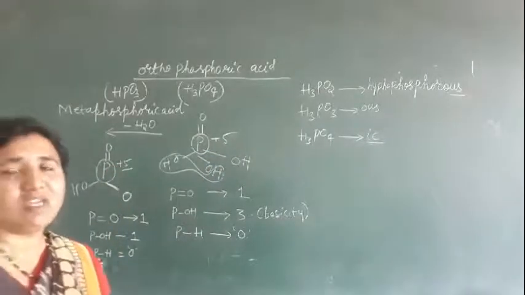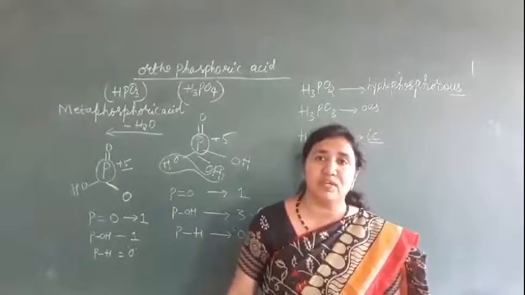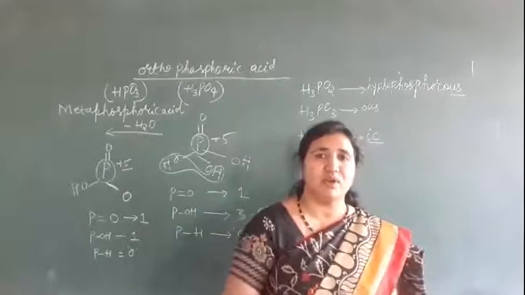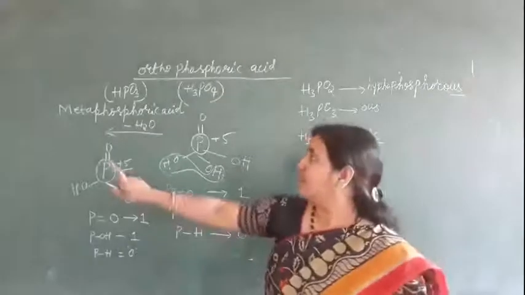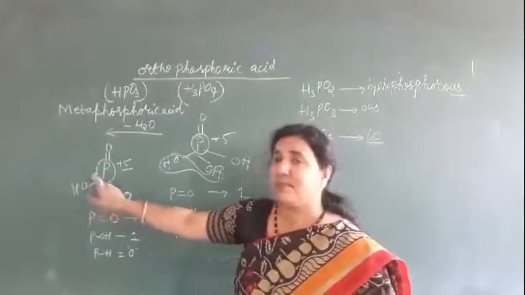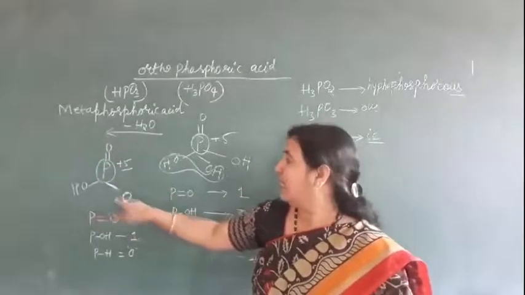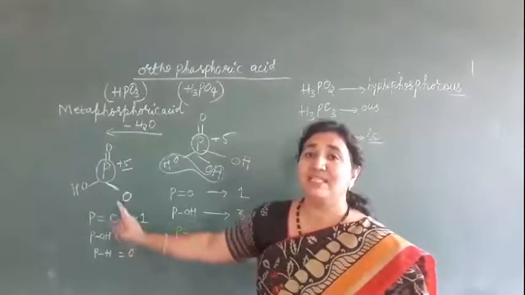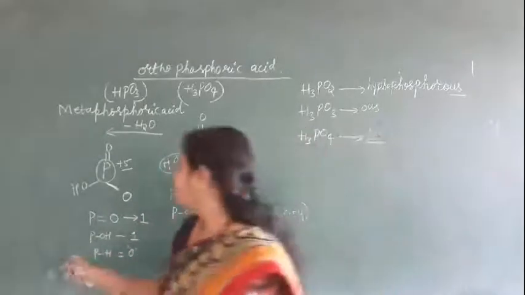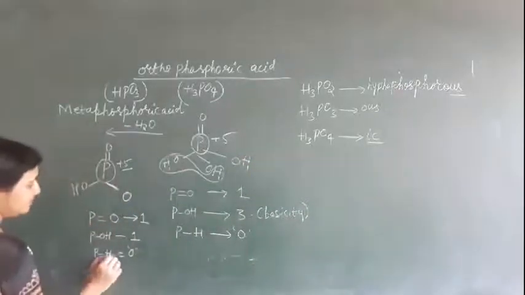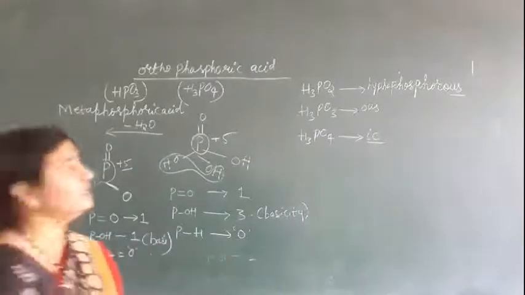Okay. Metaphosphoric acid. In metaphosphoric acid the formula is HPO3. Phosphoric acid removes a water molecule, then we will get HPO3. So we have here one POH bond only, P double bond O bond 1, and there is no PH bond here. Basicity of this acid is what here? 1 OH bond we have here, so the basicity is 1. Okay, clear on this one?